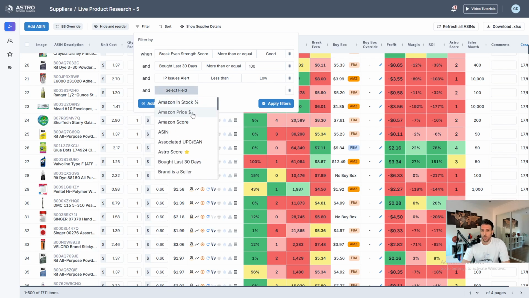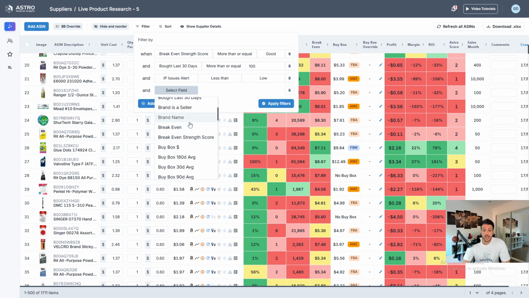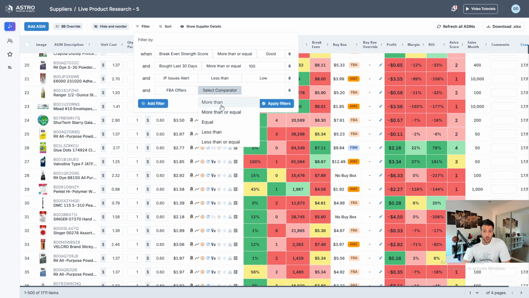You want to have at least more than one seller on an ASIN, because if there's only one seller, there's a very high likelihood that it's only Amazon, or a seller who has exclusive rights to that ASIN. So we want to remove them as well. Anyone that has only one seller, we want to remove them. So FBA offers, we want to have more than one.